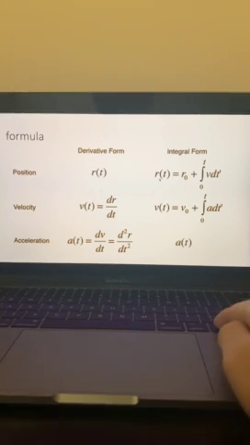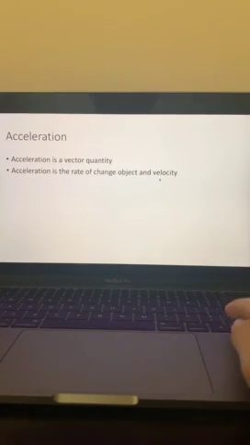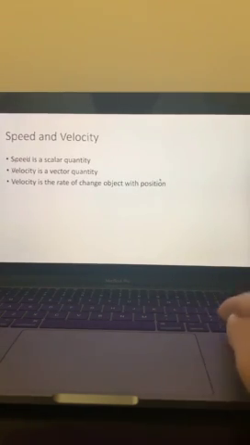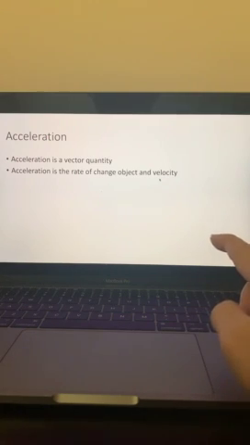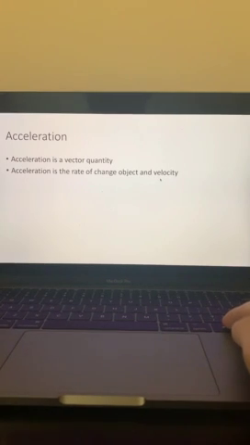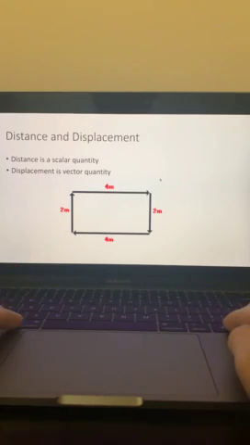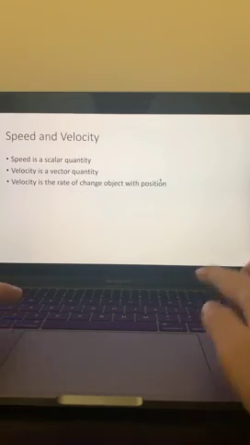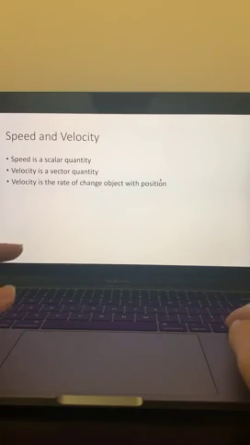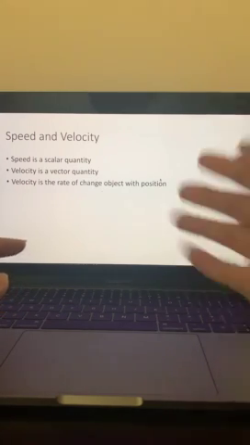Okay, so for the integral part, it is the same, but just the opposite side. If you want to find the velocity, just take the integral of the equation of the acceleration. And it is also the same for distance. To find distance using the velocity, it's just taking the integral of the velocity.